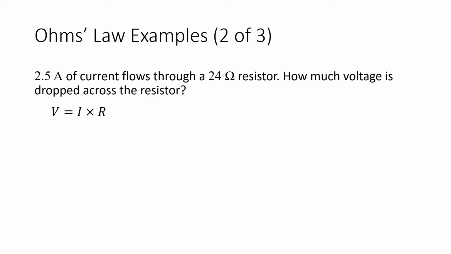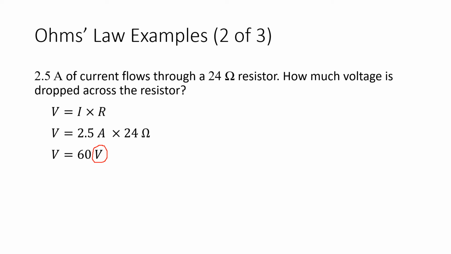Substitute the given or known quantities. V equals 2.5 amps times 24 ohms, and solve the problem. V equals 60 volts. Again, we have to have the unit symbol, the capital letter V, for the answer to be correct.